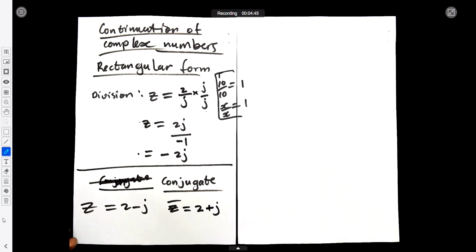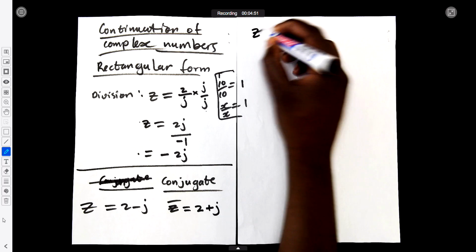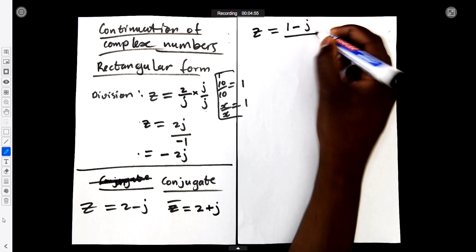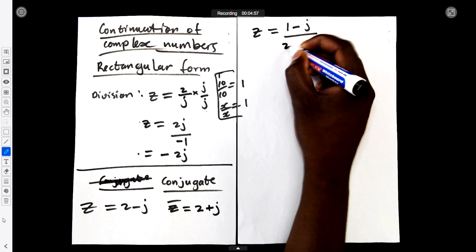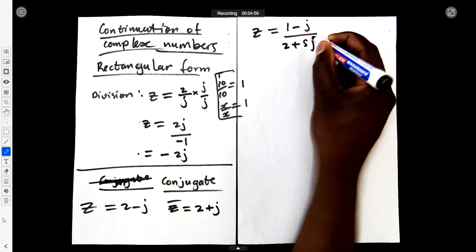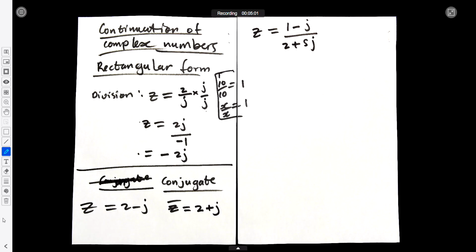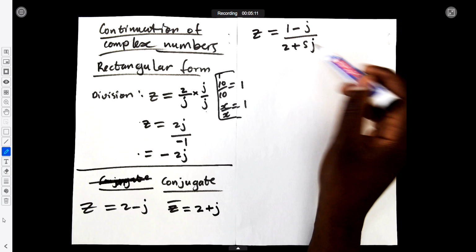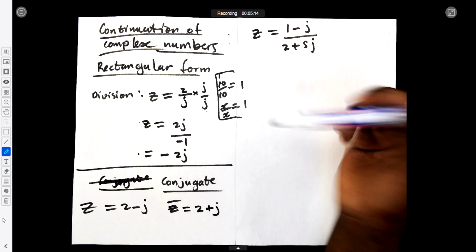So now I want to take maybe one example to explain that. Let's say, for an example, we have to simplify the following complex number with division of two complex numbers. So we have 2 plus 5j. We need to simplify the following expression.